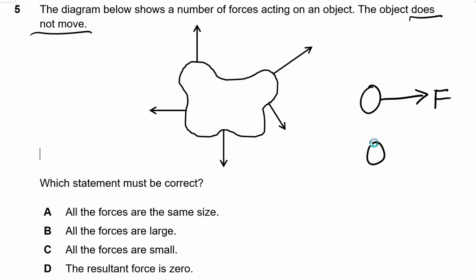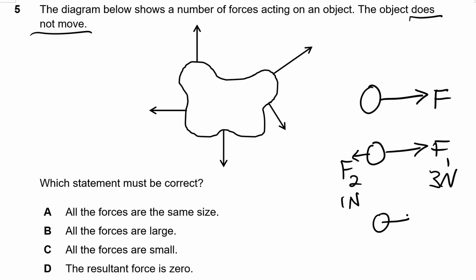And if you have a few forces acting on the object, so let's say you have one force here, and then you have another force here, you have two forces, there will be a resultant force, and the object will act in the direction of the resultant force. So if this is 3 newtons, this is 1 newton, then the object will move to the right, 3 minus 1, 2 newtons, right?